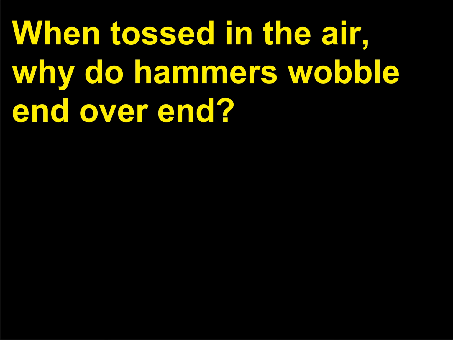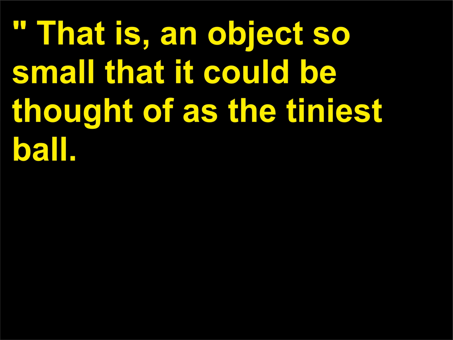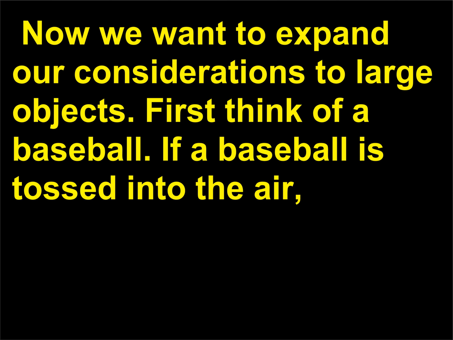When tossed in the air, why do hammers wobble end over end? In earlier chapters we considered only point objects. That is, an object so small that it could be thought of as the tiniest ball. Now we want to expand our considerations to large objects.